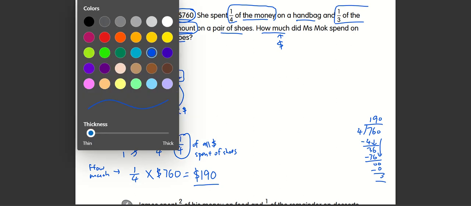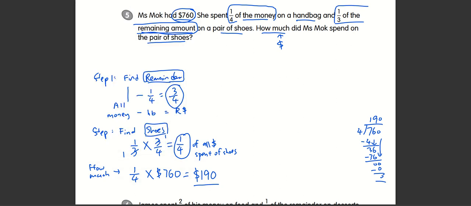Now I'm going to write down the other method, the alternative method at the side here. So the first step is the same. The first step is I find the remainder, but in a slightly different way. Remaining amount of money. So first step I will find 1/4 of the money times 760. This is handbag, and is $190.